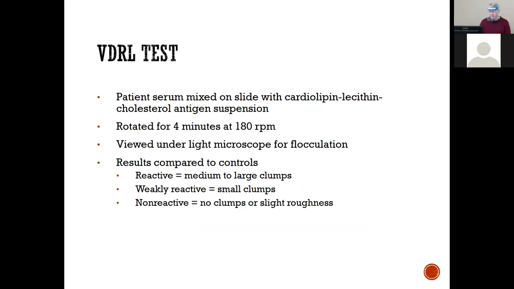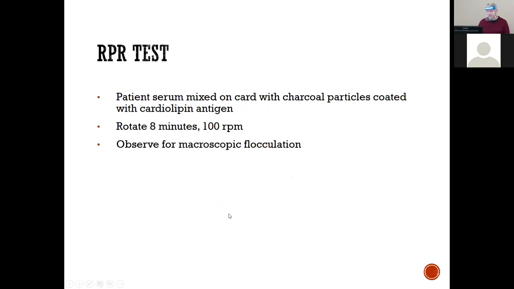Reactive is going to be medium to large clumping, weakly reactive small, and non-reactive no clump. So a weakly reactive would be kind of a positive. And this is a real positive, but it's not negative. The RPR, we're going to mix on a card with charcoal particles coated with cardiolipin antigen, rotate for 8 minutes at 100 RPM, and observe macroscopic flocculation. So this is the evolving of the VDRL test.